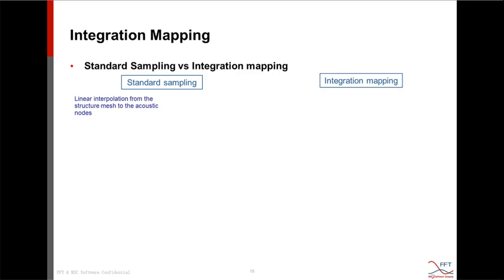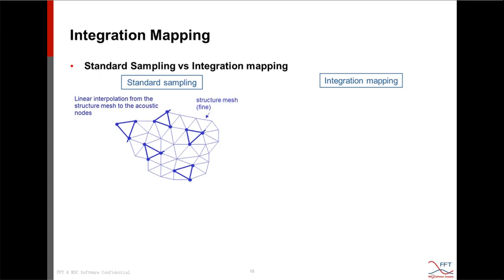So we're talking about mapping the structure result onto the acoustic mesh. We have two different methods: either on the left, a standard sampling method, or on the right, an integration mapping method. We are going to compare the different mechanisms of these two methods and highlight the benefit of the integration mapping method that is available now in Actran.